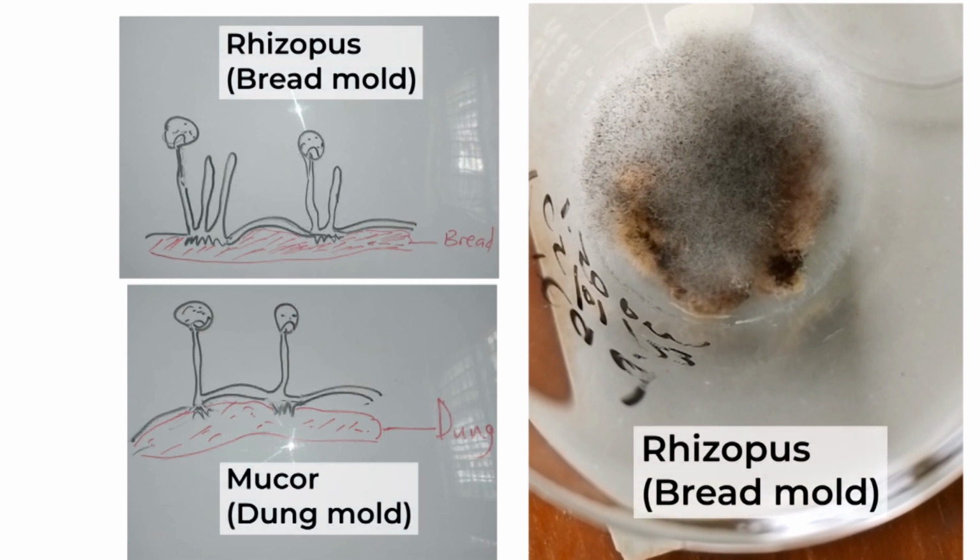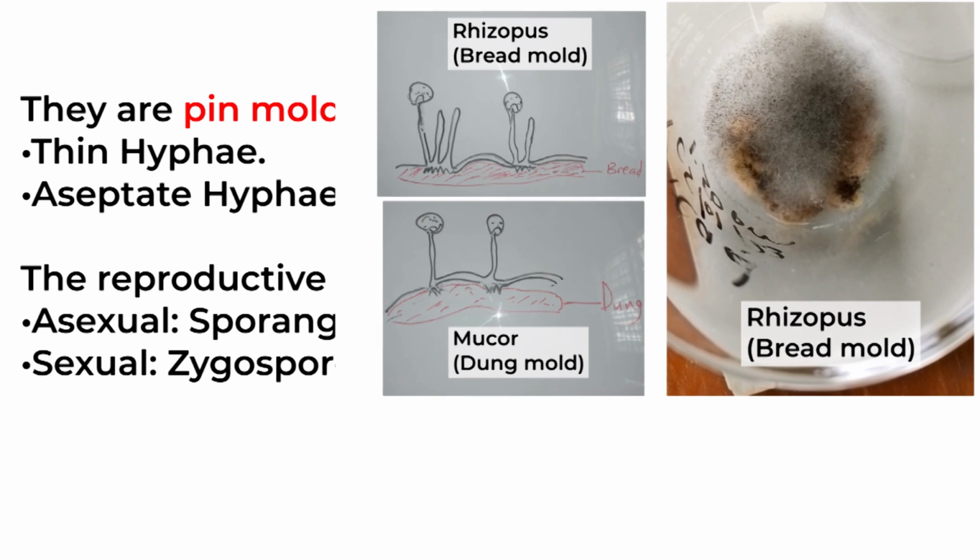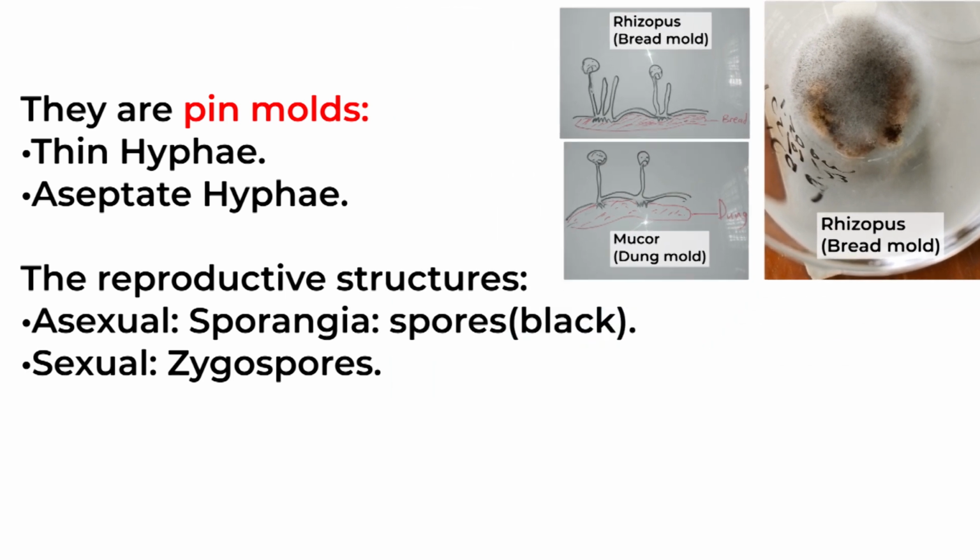Zygomycota, examples are bread mold, that's Rhizopus, and the dung mold, Mucor. These are pin molds. You see, they have very tiny hyphae, and they are aseptate hyphae. Their reproductive structures are black sporangia, black in color, containing spores. In sexual reproduction, they produce zygospores. We will look at these in detail in our next lesson on fungi.